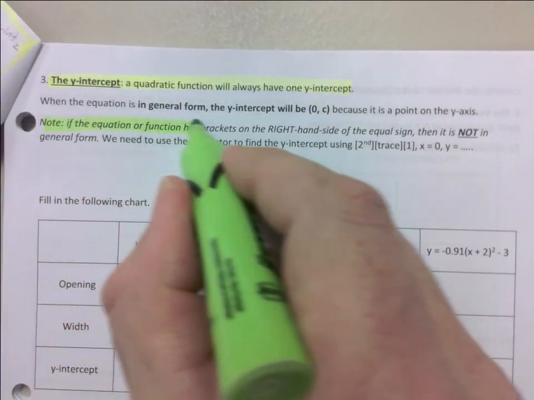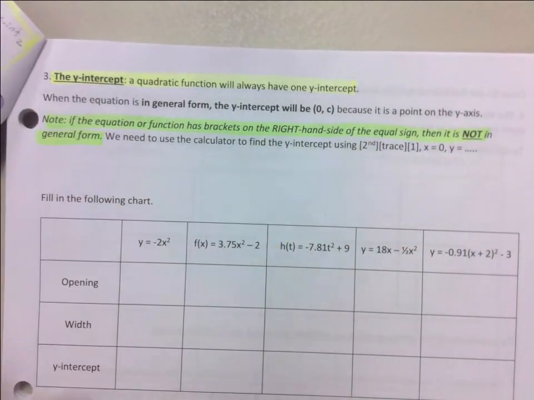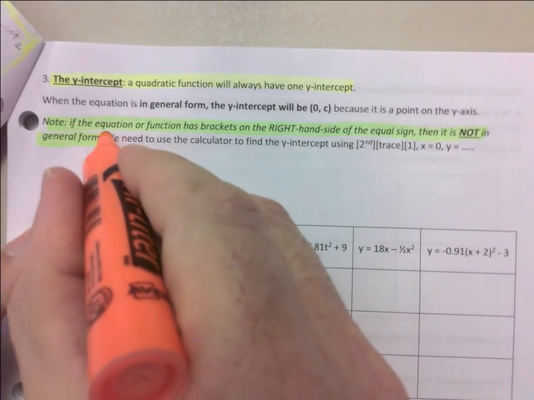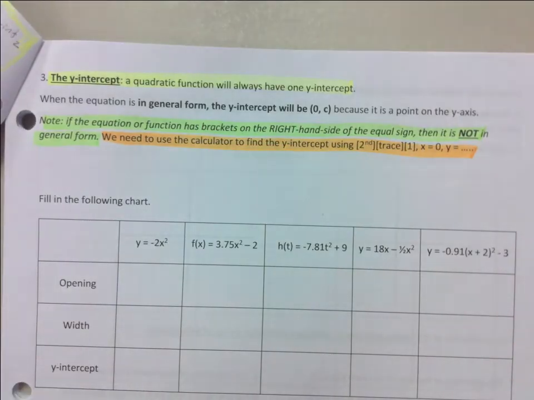I think this is worth highlighting. If you see brackets, it is not in general form, which means you need to use the calculator. We need to use the calculator to figure out our y-intercept. Okay?